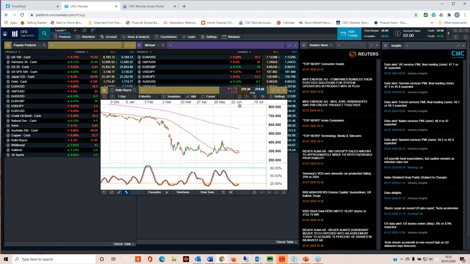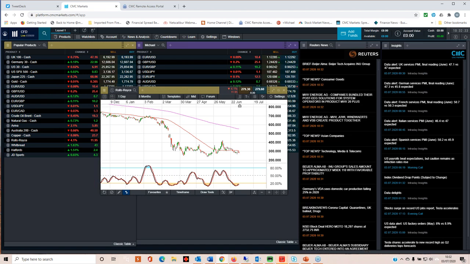Now, the wholesale grounding of aircraft across the world has hit its revenues. Around about 40 to 50% of its projected revenue has just disappeared.